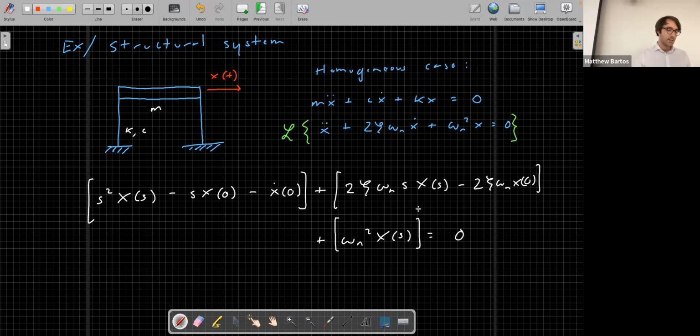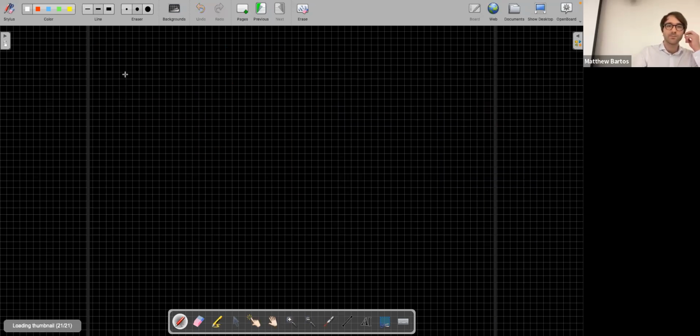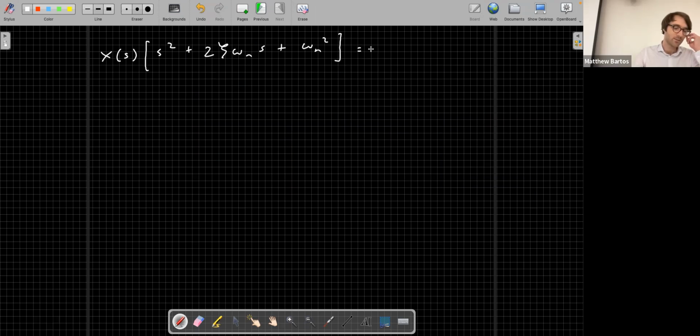Okay. All right, so we can factor out X of s. We have X of s times quantity s squared plus 2 times the damping ratio times the natural frequency times s plus natural frequency squared is equal to, and on the right side, we'll have all of the terms corresponding to our initial conditions.